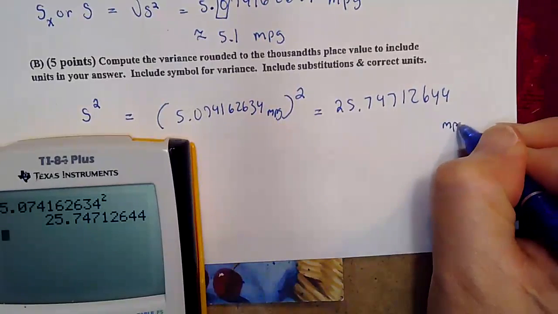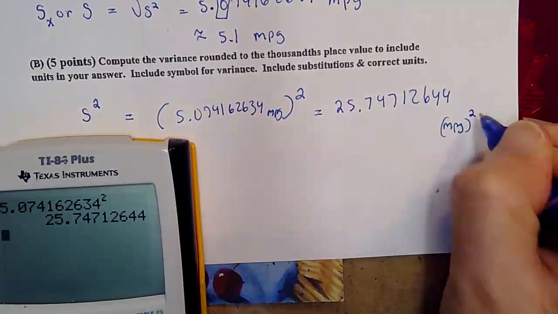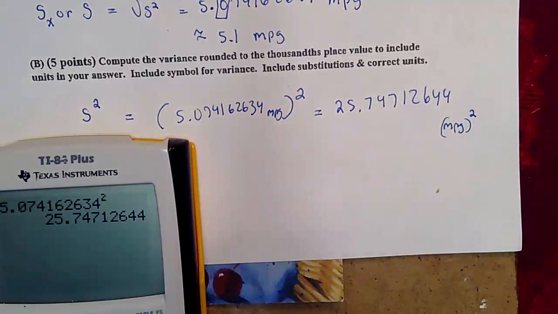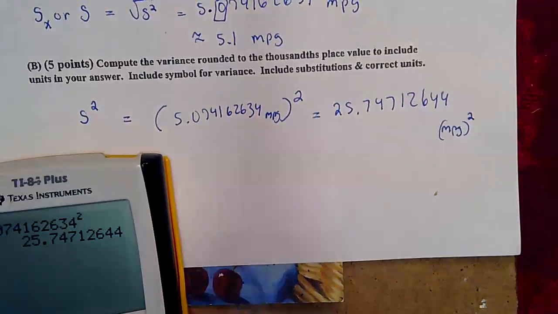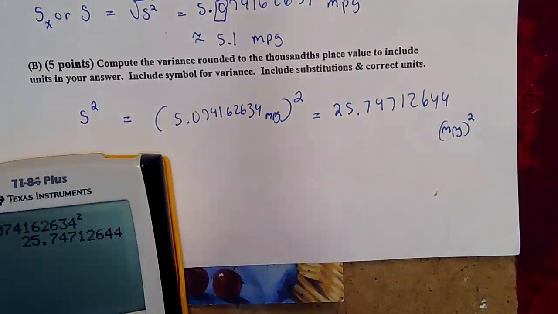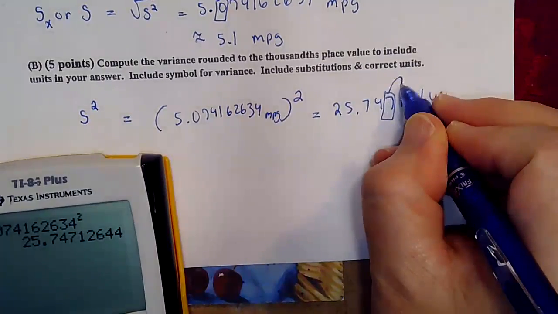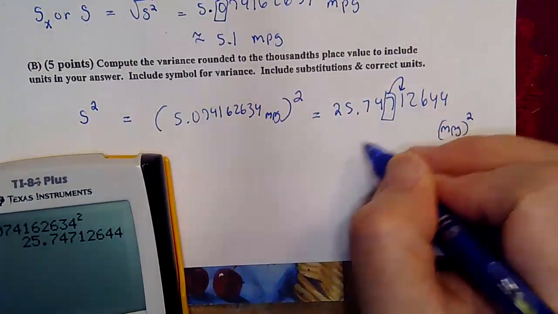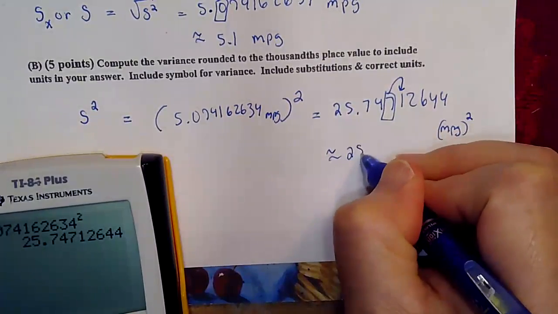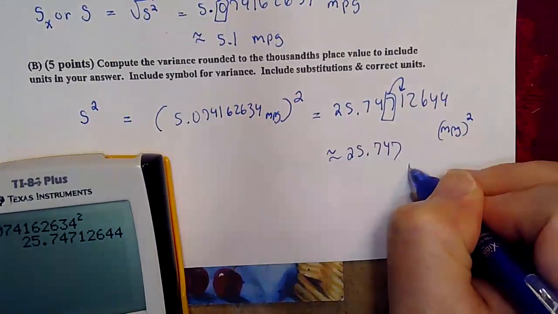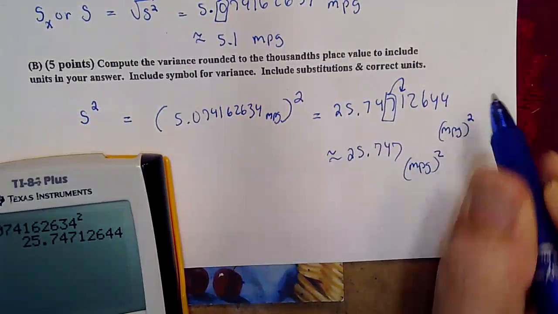And then this is miles per gallon quantity squared, because I got units squared on that. Okay. And then rounding, what did it say about rounding? Did it say to use a rounding rule, or did it say to round to a certain place value? Compute the variance rounded to the thousandths place. It looks like it's asking you to round to the thousandths place. Tens, hundreds, thousands. And look at the number to the right. Is that 5 or more? No. So this stays the same. 25.747 miles per gallon squared.